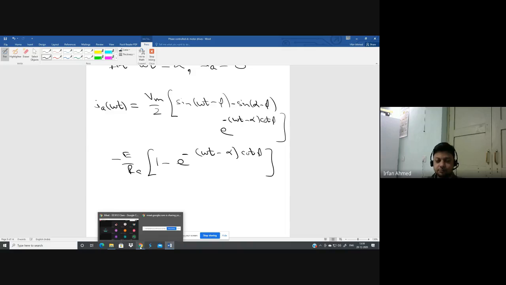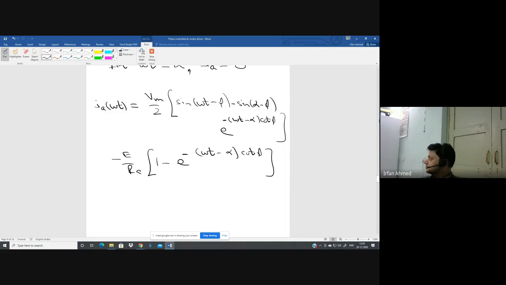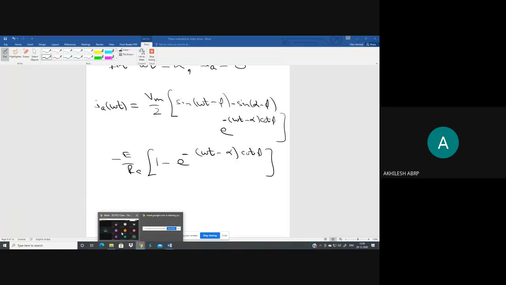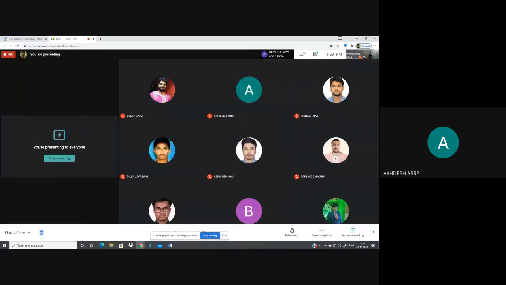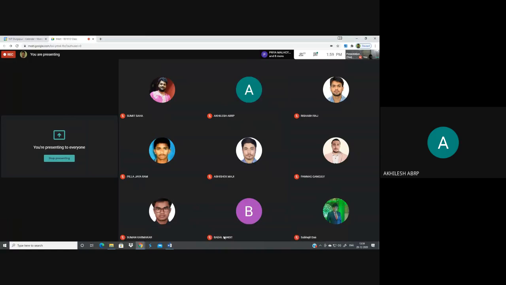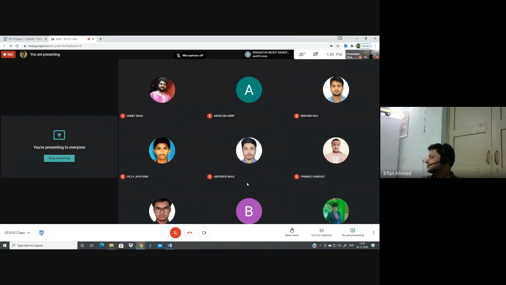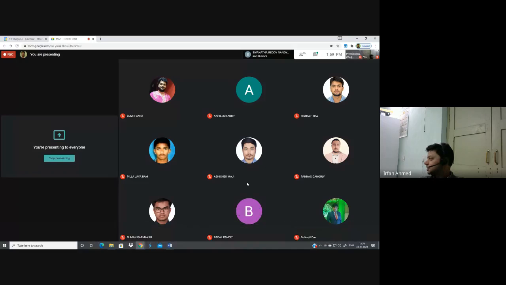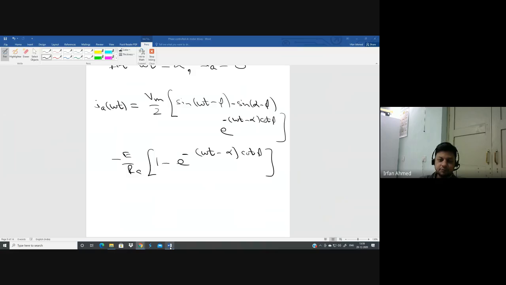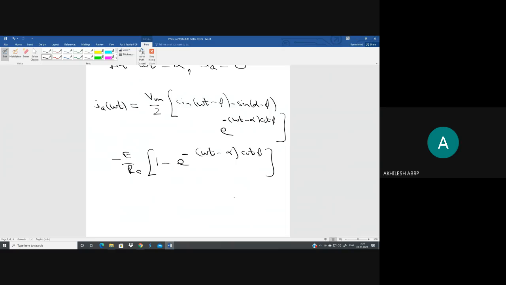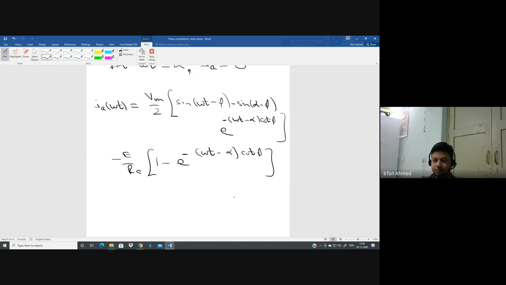Yes or no? How many of you have seen this before in the class? Synchronous machine transient current equation. Okay. But in power electronics, you have not seen.